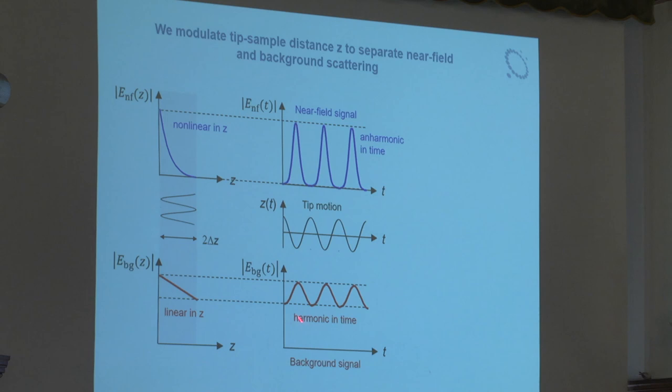Whereas the near-field signal, because of this nonlinearity, is not harmonic anymore. It's not a nice sine. It's kind of a distorted sine, right? The base is a little bit broader, and there is a sharp spike here. Now, what does it mean? It means simply that if we Fourier transform each of these curves, we get the following.